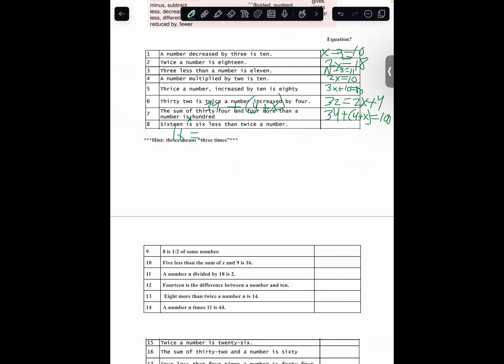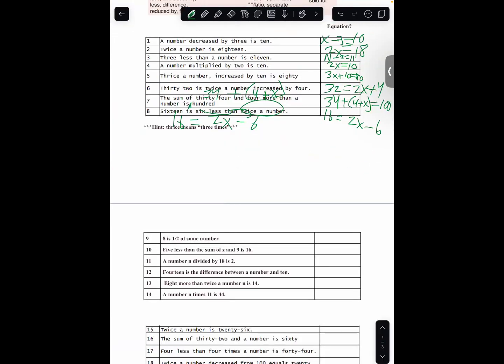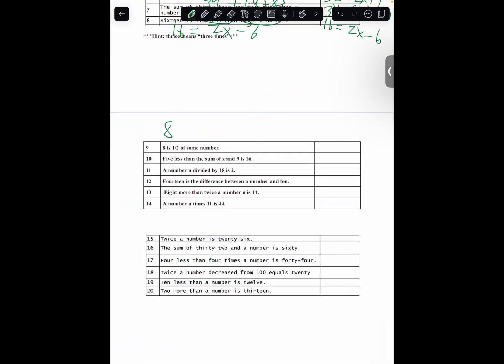16 is 6 less than twice a number. So let's take the twice a number and then 6 less than that. So that means minus 6. So 16 equals 2x minus 6. All right. 8 is 1/2 of, that means 1/2 times some number, 1/2 x. Or it could also be x divided by 2. So 8 equals 1/2 x.